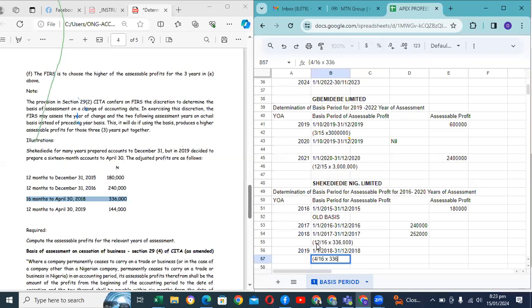Times 336,000. Then you add the balance. You know, 12 months are in this basis period. So you have 4 months already. So how many months are remaining to make it 12? 8 months. So you do 8. But you have the balance in here, right? So you have 8 over 12, Abi, times 144,000.